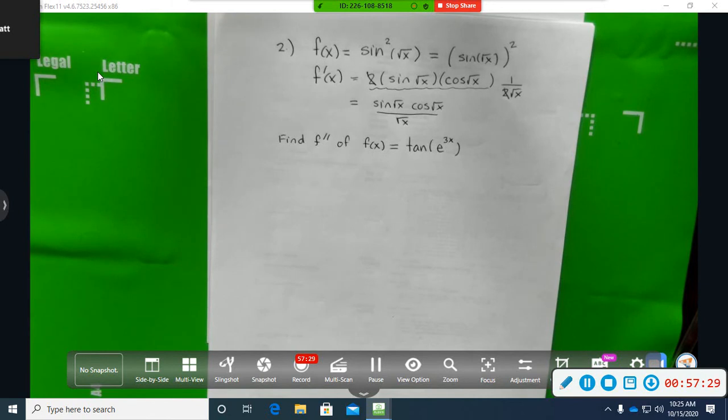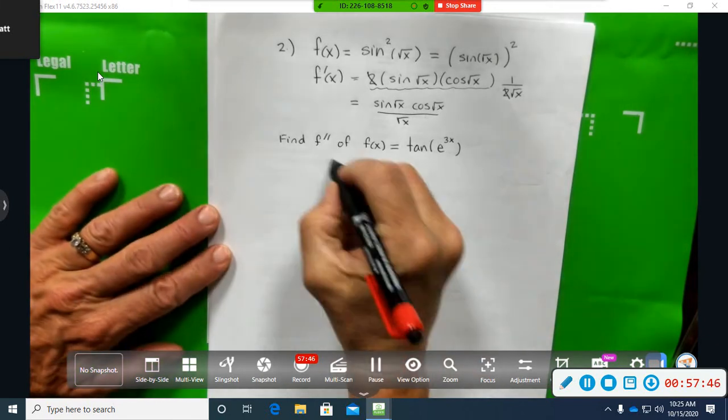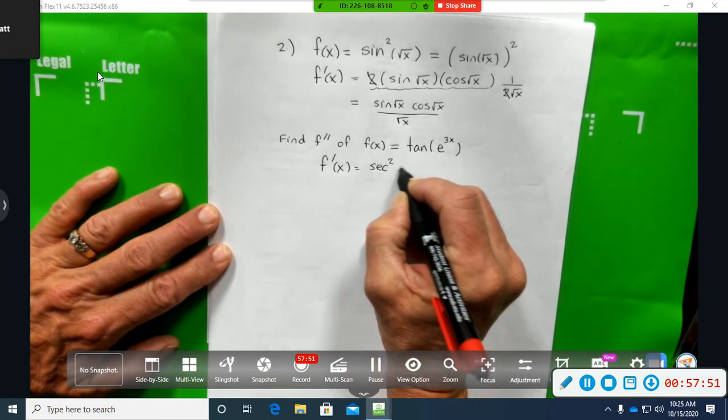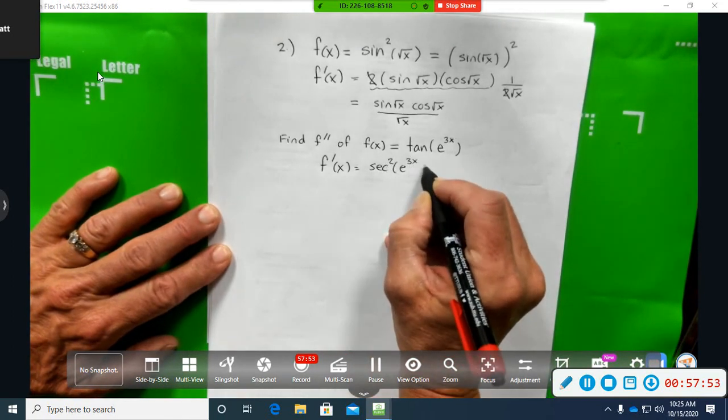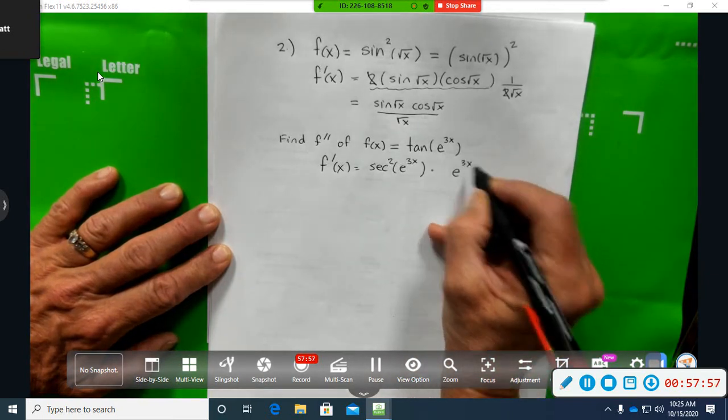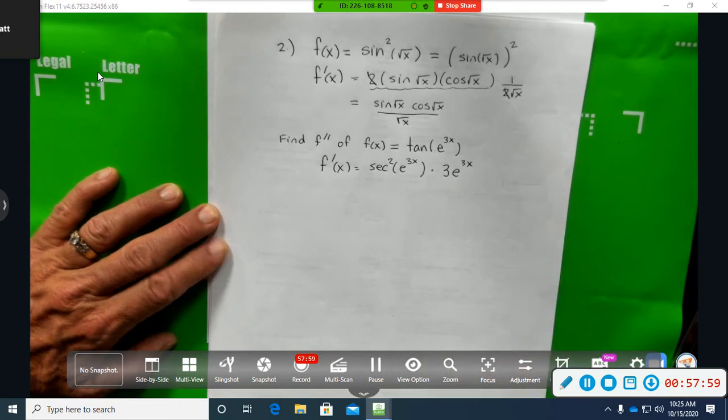What's the derivative of the tangent? Secant squared. So your first derivative will be the secant squared of e to the 3x times 3 e to the 3x. Right? F prime of x, derivative of tangent is the secant squared of the same angle. Now we take the derivative of the angle. The derivative of e to the 3x is itself times the derivative of the power.